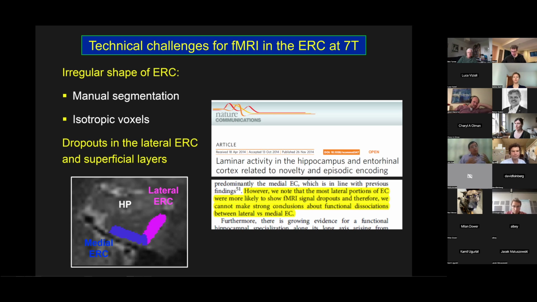When you do high resolution EPI, you often see this so-called dropout distortion. This is mentioned in one of the recent publications, and they say that because of that, especially the lateral part is closer to the cavity, so it's very difficult to have a robust functional MR signal. And even the medial part, based on our observation, because the bottom is very close to CSF, the cavity as well, there's some problem as well. So we tried our best on 7T.